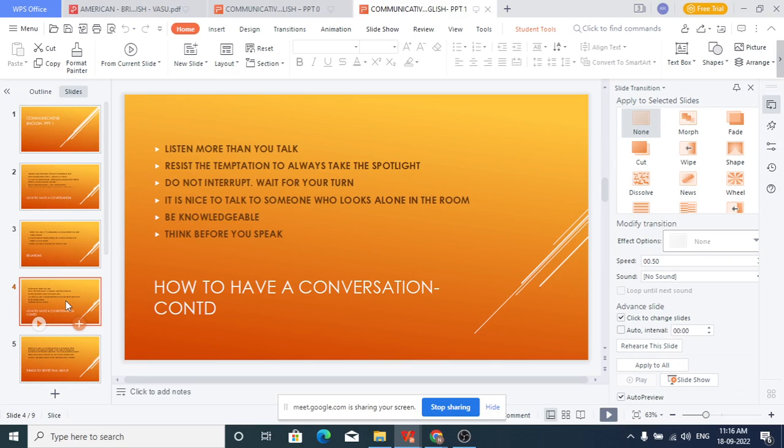Then do not interrupt. When the other friend talks, don't interrupt. Let him finish the sentence or whatever he wanted to talk. Then you can start your conversation. Wait for your turn to talk. It is nice to talk to someone who looks alone in the room. Suppose in a room there are 20-30 people and you want to start a conversation with somebody, go to a person who is alone and then start talking with him. That fellow also will be very happy.